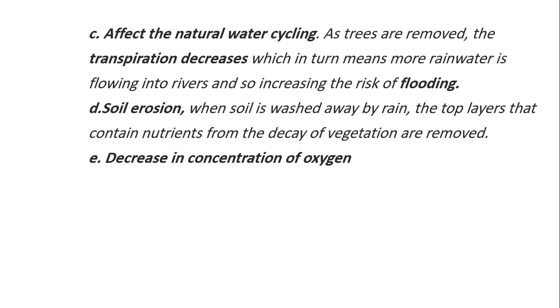Also, this will affect the natural water cycle. Why? Because when we remove trees, transpiration decreases. And what's transpiration? It's when the plant releases the water vapor from its stomata. But before the water goes to the stomata, where was it? It was absorbed by the soil and the roots of the plants. So if I don't have enough plants to absorb this water, it will go into the rivers and the seas and it will cause flooding.